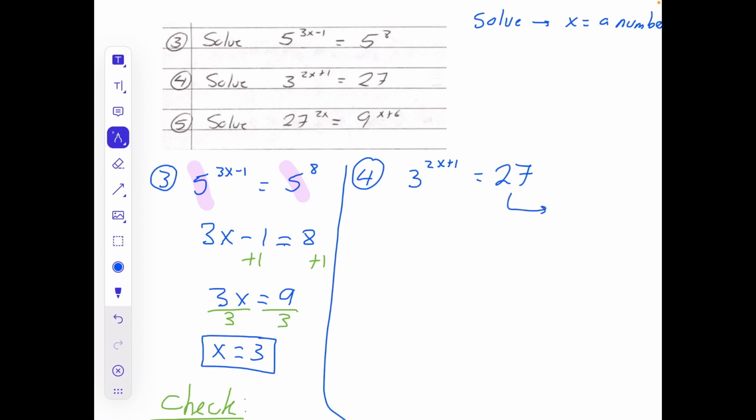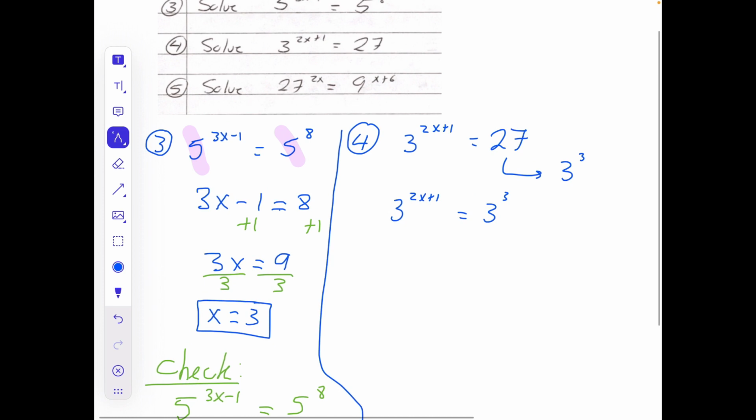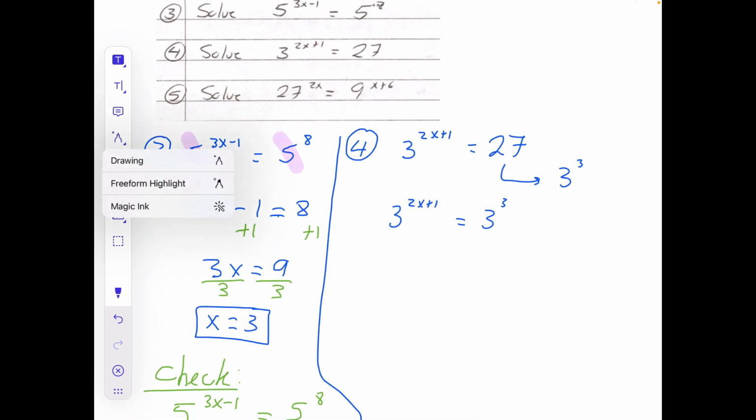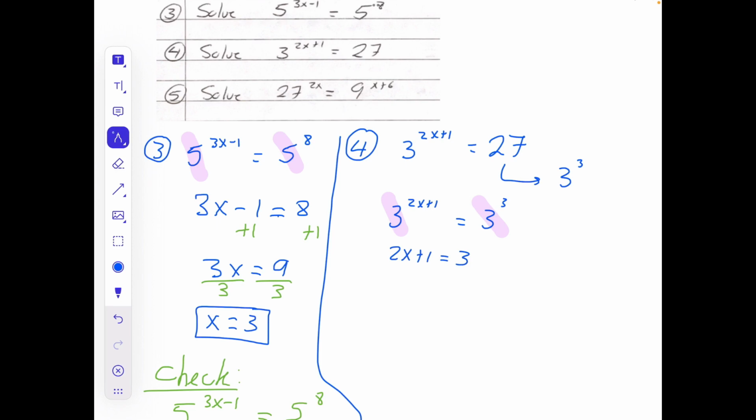So I'm going to go off to the side here, and I'm going to try and change 27 into 3 to the power of something. So I'm going to try 3 squared. That gives me 9, so that's not right. I'm going to try 3 to the power of 3, which gives me 27. So I can then write 3 to the power of 2x plus 1 is equal to 3 to the power of 3. Now from here, we're actually back to where we started with question 5. We have the base is the same, so we can say goodbye to those, and then we're just left with 2x plus 1 is equal to 3.